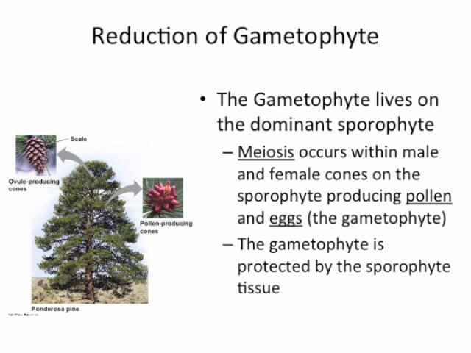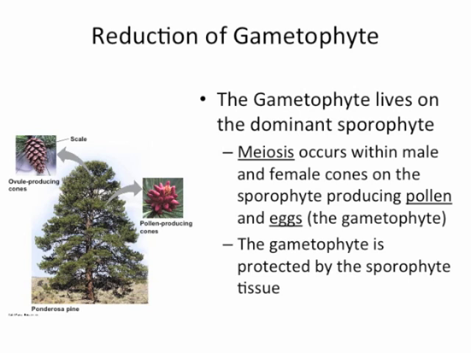In gymnosperms, and we'll see this in angiosperms as well, the gametophyte lives on the dominant sporophyte. So meiosis occurs within male and female cones on the sporophyte, producing pollen and eggs. And pollen and eggs are the gametophyte, really. So just like humans, we have a very reduced gametophyte to the point where the gametophyte in us is just one single cell. In the gymnosperms and angiosperms, it's pretty much that.